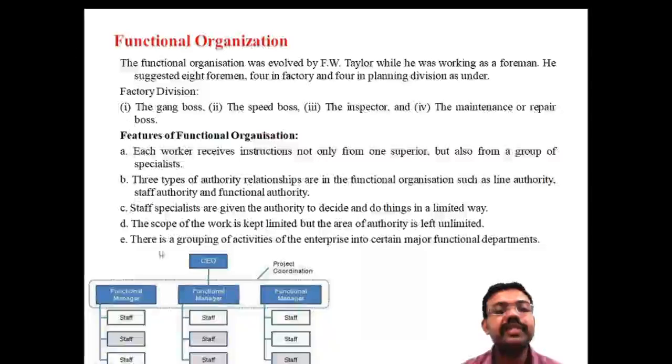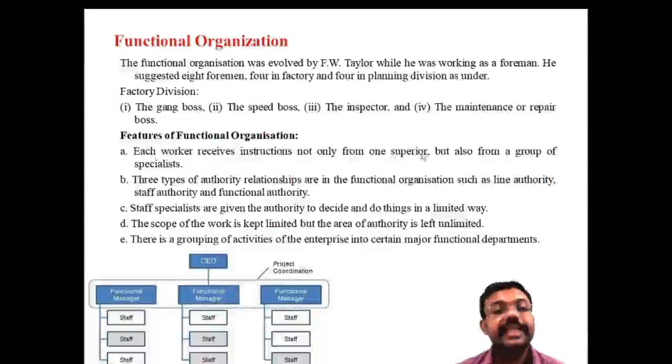And the last one is the grouping of the activities of the enterprise into certain major functions of the department. The functional manager is grouping the entire activities within an organization. That is another important characteristic of the functional organization. These are the characteristics of the functional organization.